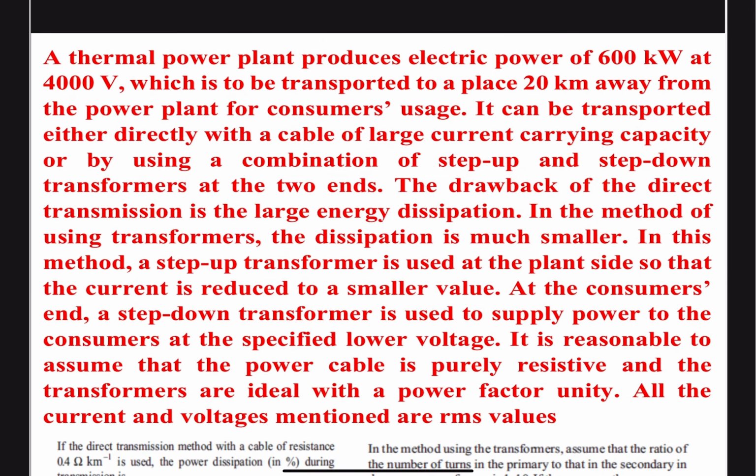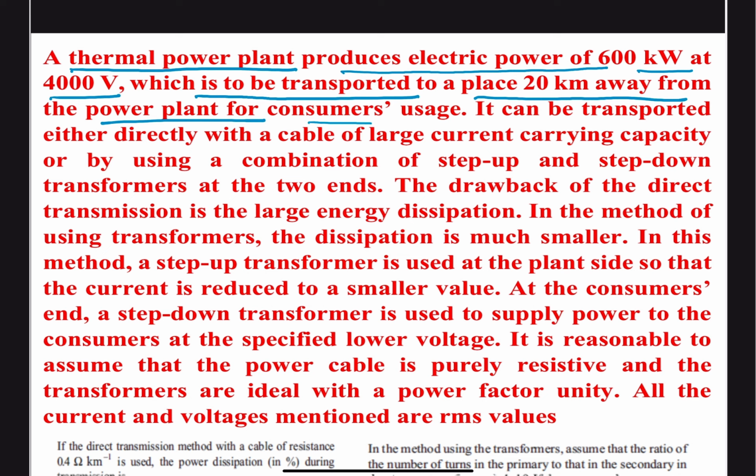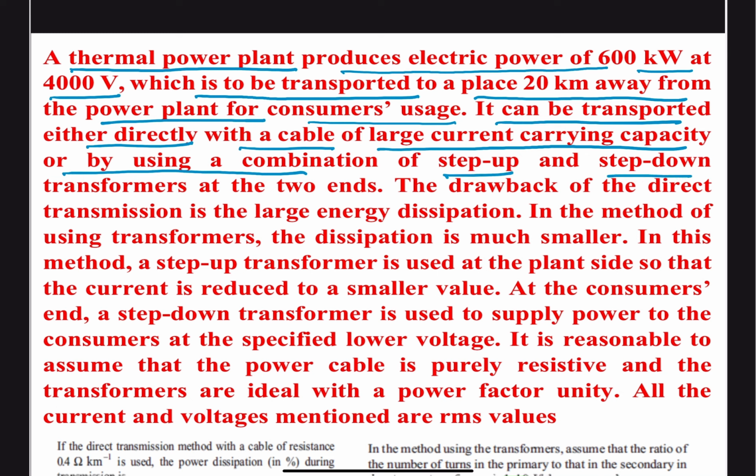In the first question, we have a thermal power plant that produces electric power of 600 kilowatt at 4000 volt, which is to be transported to a place 20 kilometer away from the power plant for consumer usage. It can be transported either directly with a cable of large current carrying capacity or by using a combination of step up and step down transformers at the two ends.